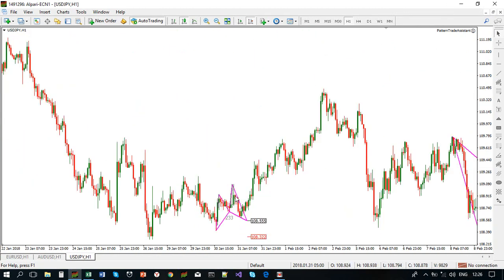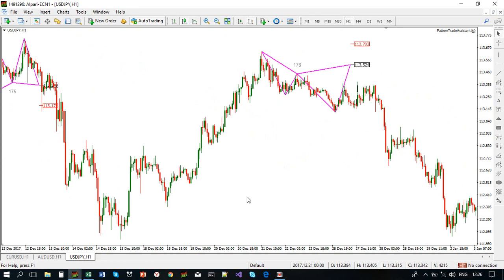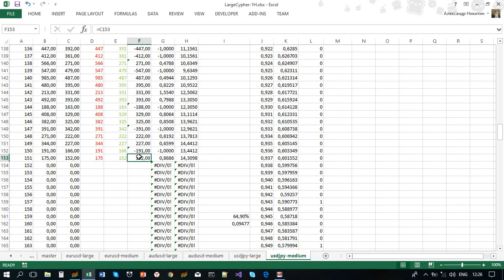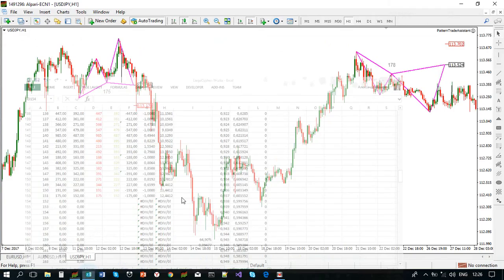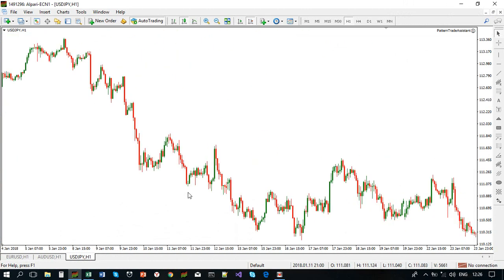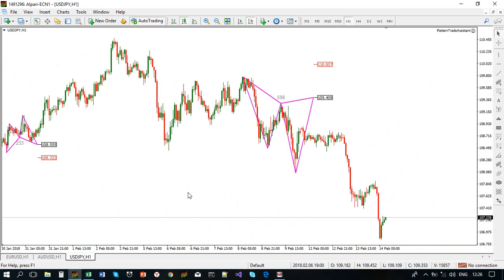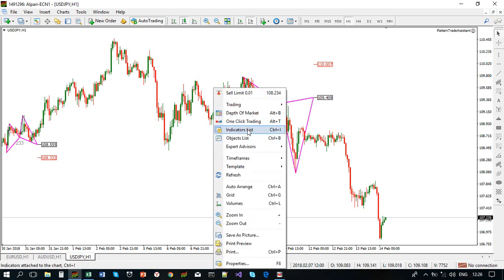Didn't trigger. Sorry, it equals to stop loss. It equals to stop loss. Okay, this one didn't trigger. Didn't trigger. Okay, that's it. The backtesting is done. The market research is over.